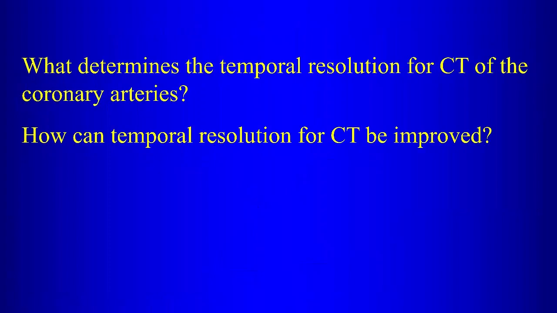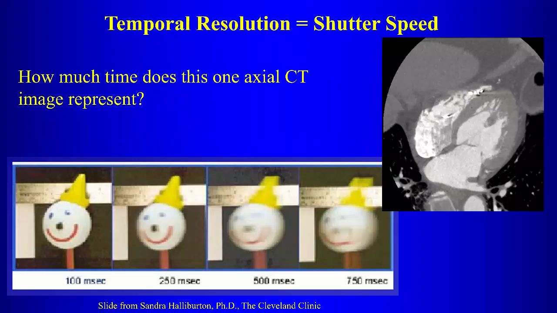If we're going to image the coronary arteries, and then the correlate of that is, well, how can we improve the temporal resolution if we have to? So what determines the temporal resolution? So you understand what I'm saying, right? If you get a CT image, that image represents a certain amount of time, right? What determines that amount of time?